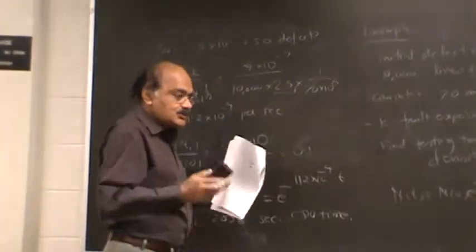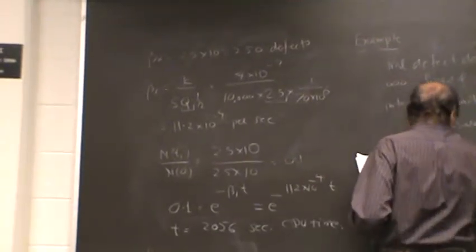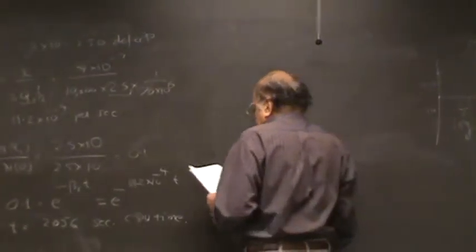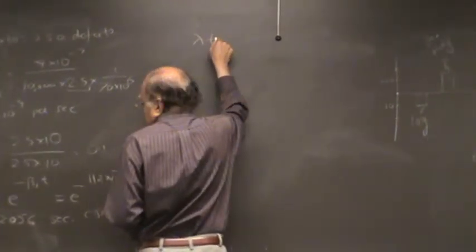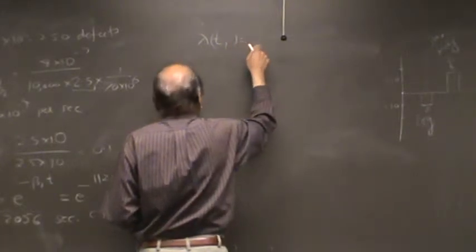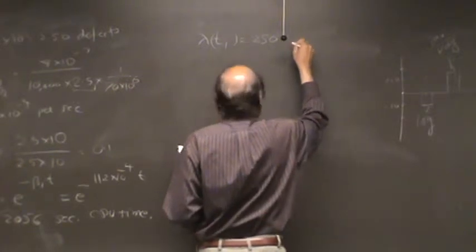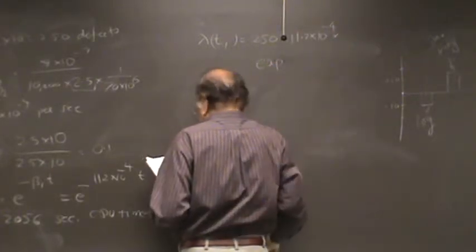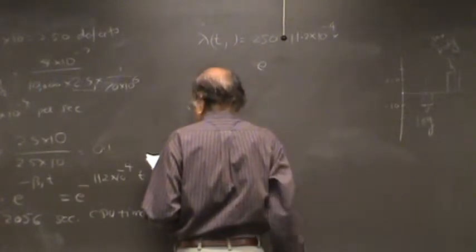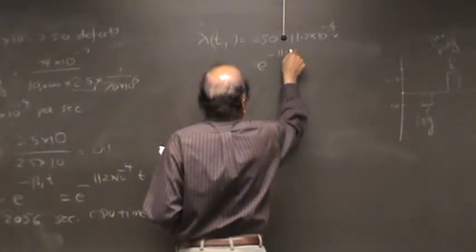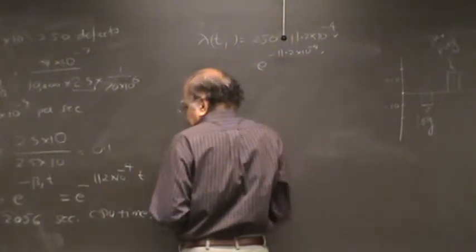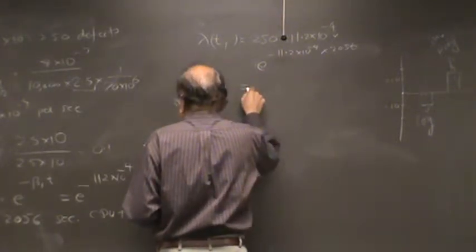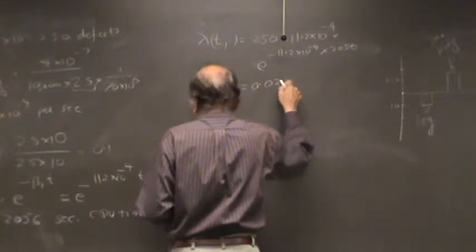And incidentally, sometimes you are asked to find out what would be the failure intensity at the time when you would stop, and you could calculate that also. So lambda at the time you will stop, and I'm calling it T1, is equal to beta 0, beta 1 multiplied by the exponent e raised to minus beta 1 t, and t is 2056, and you will find this to be 0.028 failures per second.